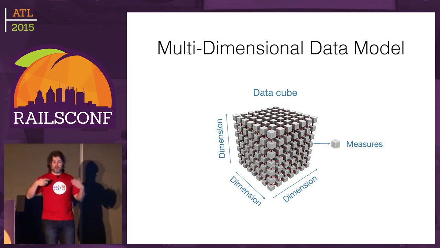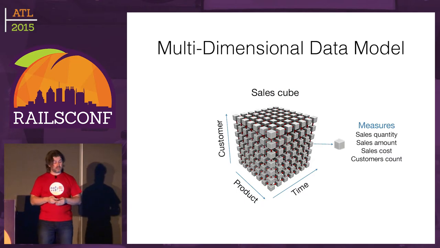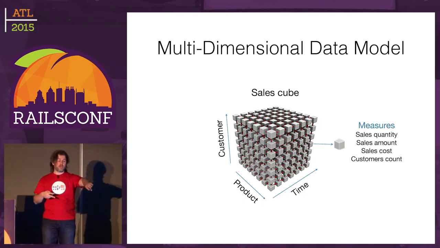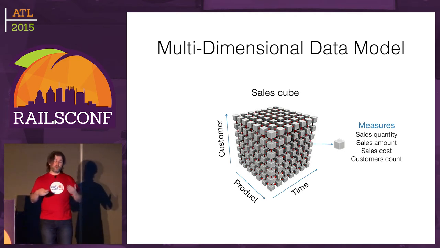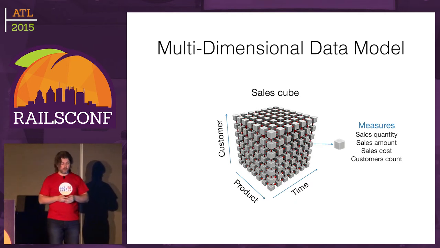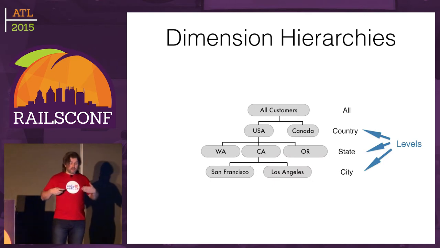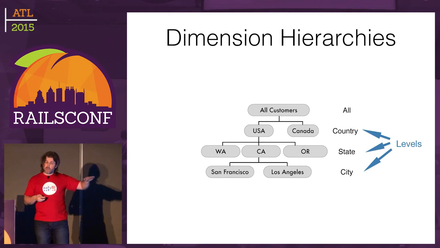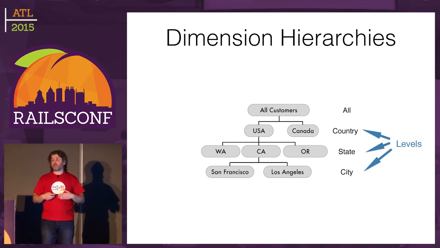Like in our case, imagine we have a sales cube with customer, product, and time dimensions. And then in the intersection for each particular customer, product, time period, we store what was the sales quantity, sales amount, sales cost, and unique customers count for that. And in each dimension, some dimensions might be just a detailed list of values, but some other dimensions could have hierarchies with several hierarchy levels.